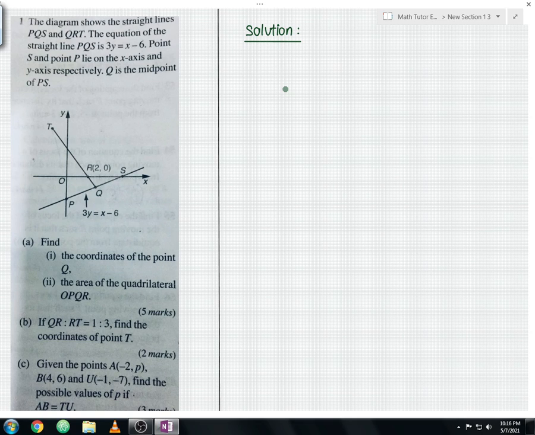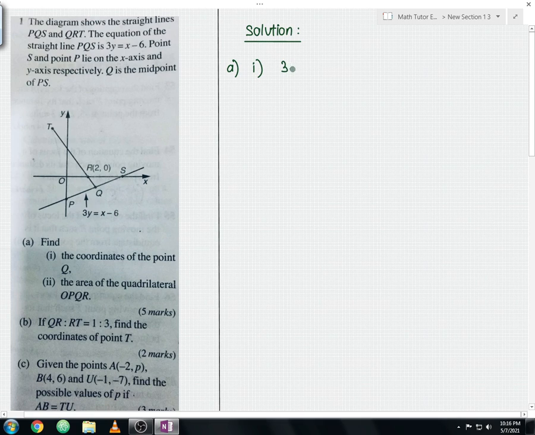Let us begin our discussion for the question A. So from here let us begin with question A, part 1, where they ask us to find the coordinates of the point Q. So as you can see here, the straight line equation of PQS is 3y equals x minus 6. Alright, so let me continue to write over here.